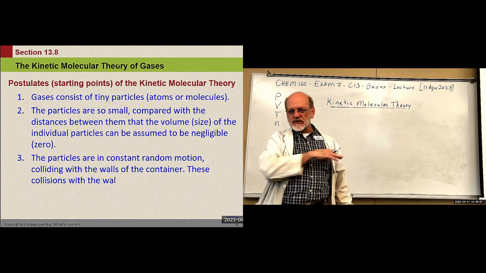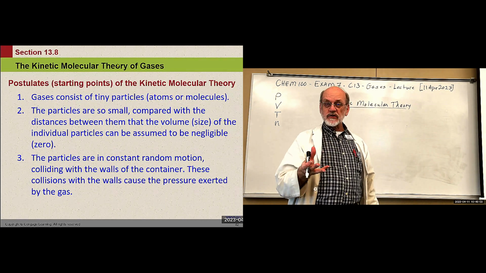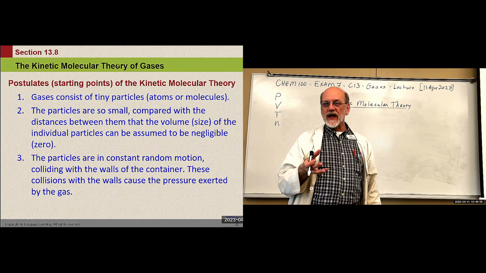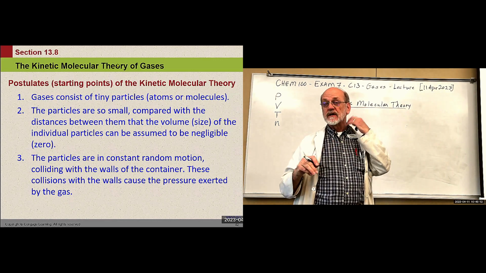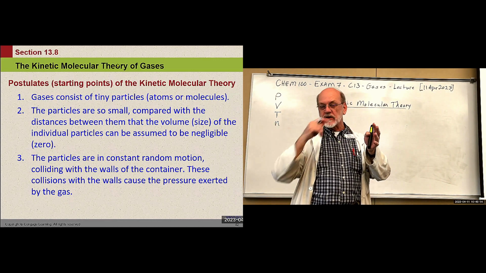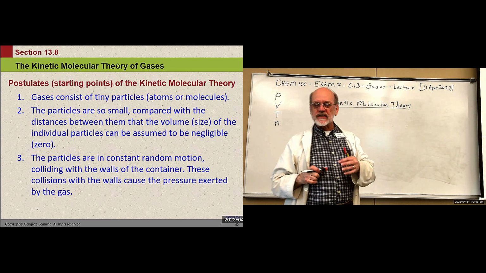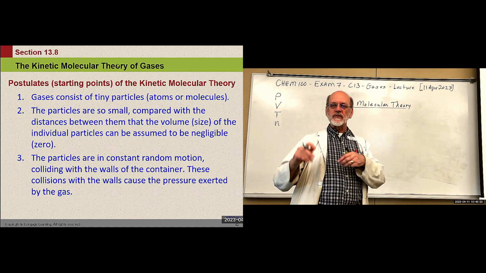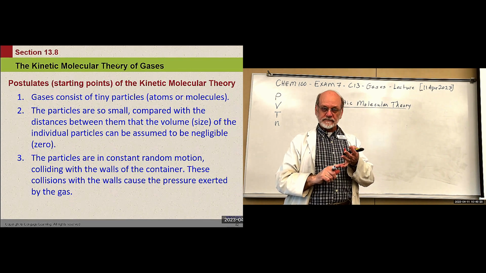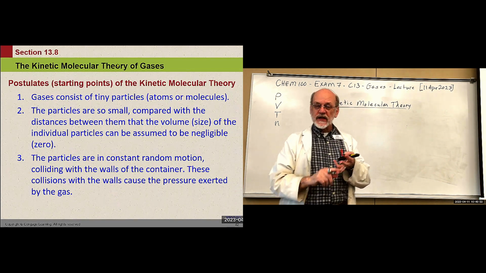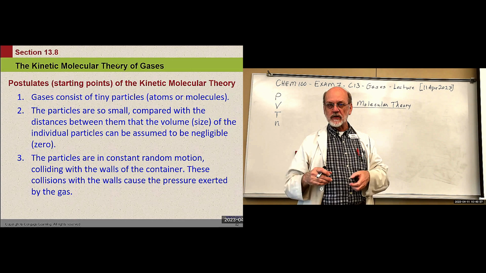These particles are in constant random motion. We have to consider them in random motion because there are billions of them. And we don't have the computing power to track each individual particle on its path and what it's doing when it strikes another molecule or when it hits the walls of the container. We just don't have that power. So we have to treat these in a statistical manner. That is, we assume that their motion is random and that they do collide with the walls, and that the collision with the walls is how we measure pressure. That's the pressure exerted on the vessel.